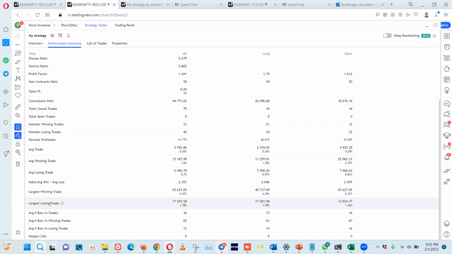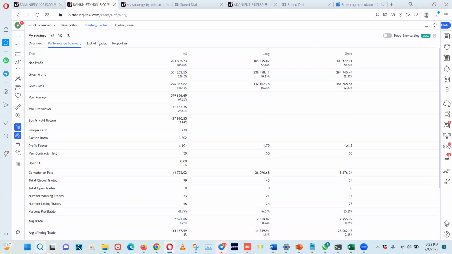Here we can see the largest losing trade is 17,000 only, whereas the largest winning trade is 65,000. So it is 4 times the maximum loss, and only one trade like this can give us a lot of profit. It will cover almost the losses of 10 trades, because the average losing trade is 6,000 rupees. Now let us see the list of trades.